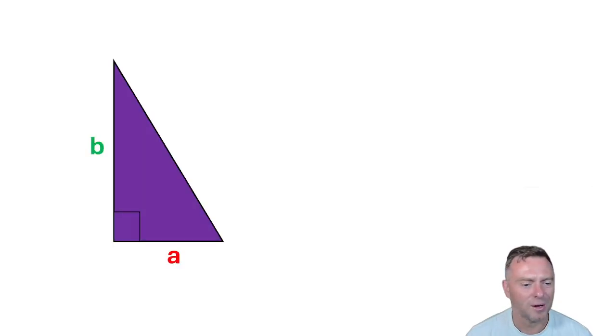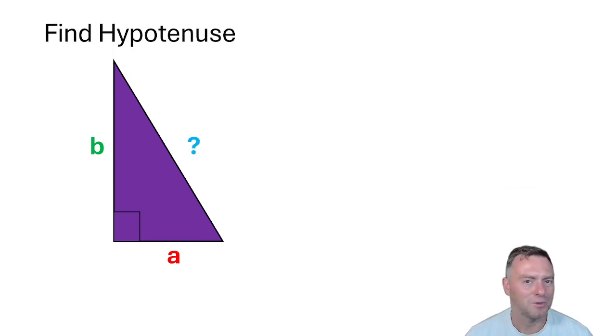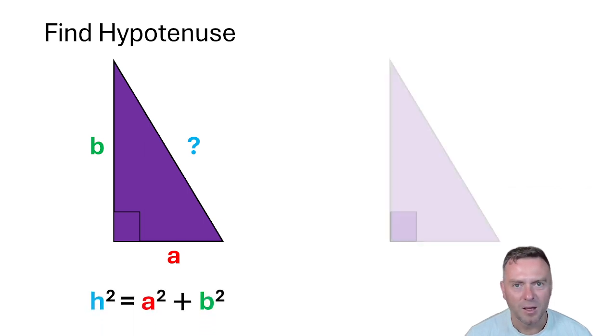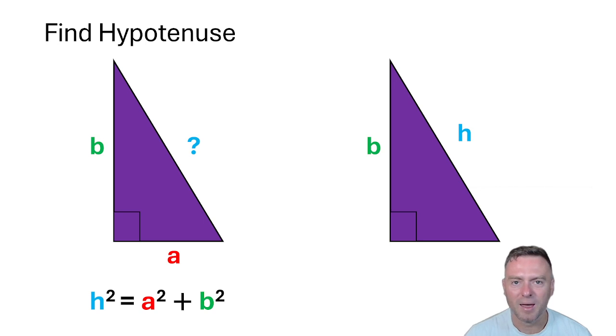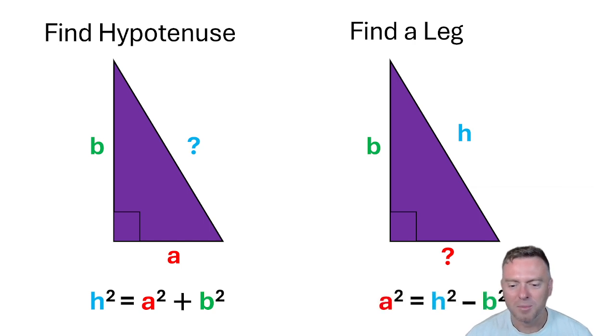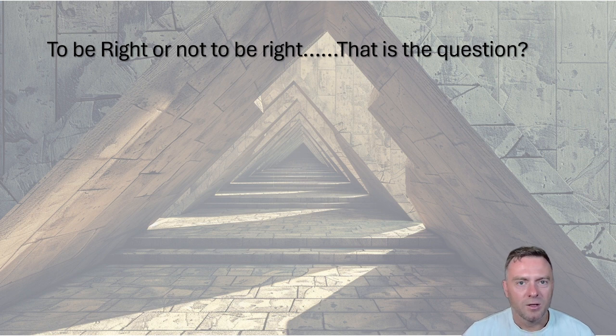If we're given a triangle with a and b, just as a little recap, we should be able to now know which rule to use. If we're given those two values, we should be able to find the hypotenuse by using the traditional method for Pythagoras, which is h squared is equal to a squared plus b squared. Similarly, if we're given another triangle with h and b, we can find that mystery side, one of the smaller sides, the leg, by doing a squared is equal to h squared minus b squared. Cool. So to be right or not to be right, that is the question.